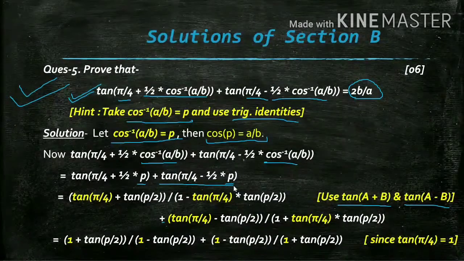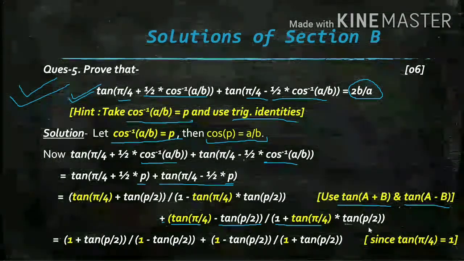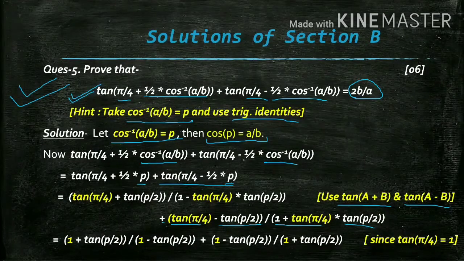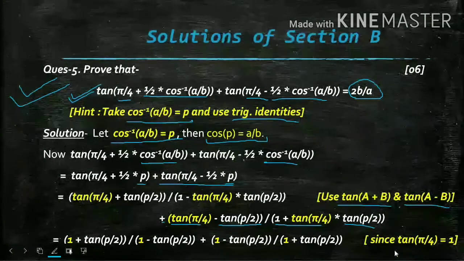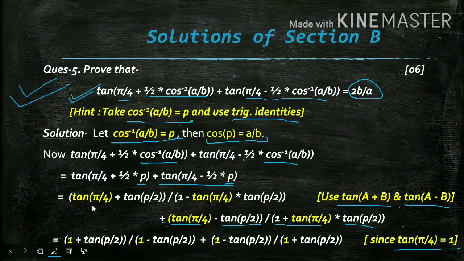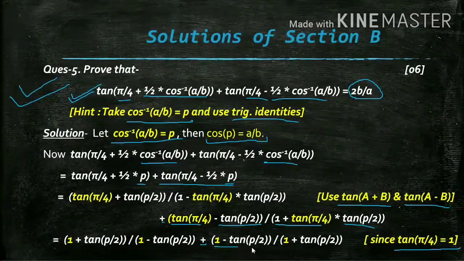This is basically tan of (a minus b), whose formula is tan a minus tan b divided by 1 plus tan a into tan b. Clear? This is just the easy thing I am telling you. Now, you know that tan of pi by 4 is 1. So just putting the value, it would be (1 plus tan pi by 2) divided by (1 minus tan pi by 2) plus (1 minus tan pi by 2) into (1 plus tan pi by 2).